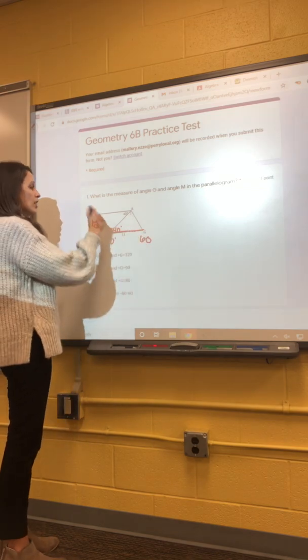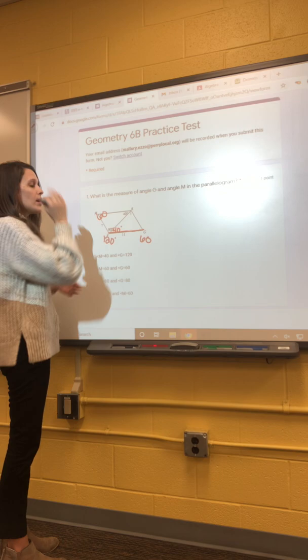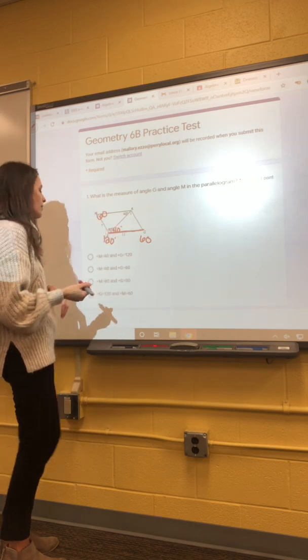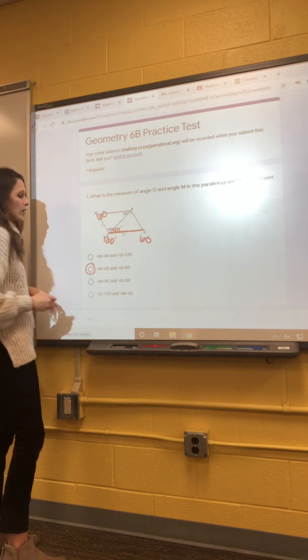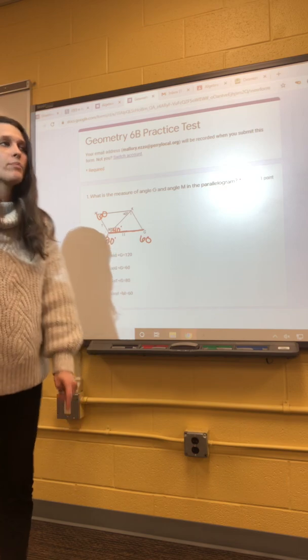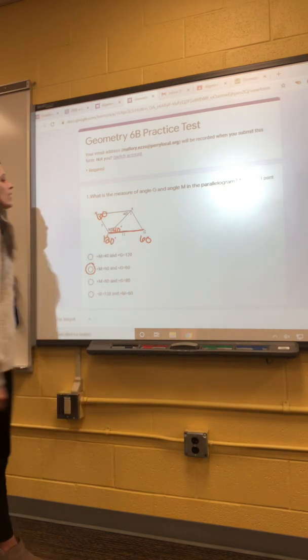And that's going to be G, which is also going to give you M, because G and M are the same, because opposite angles in a parallelogram are equal to each other. So the answer for this one is going to be B. Okay, both are going to be 60.